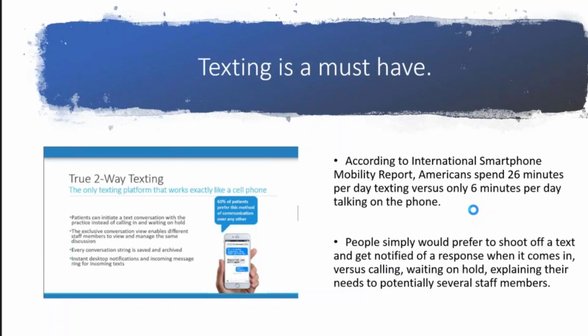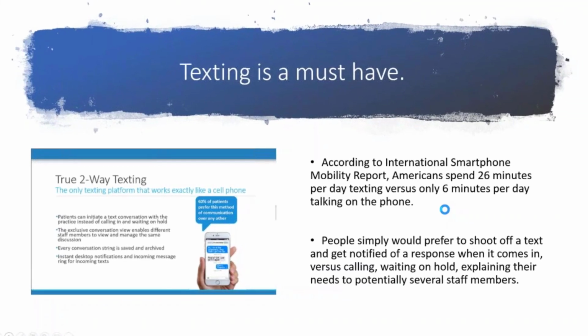Every conversation string is saved and archived in the DentiMax Communicator. So if there's ever any question about what happened in that text conversation, you'll be able to go back and pull that up. Also, you get instant desktop notifications of an incoming message, and you can also set it to ring or do a chime on your computer, so you have that audio notification as well.